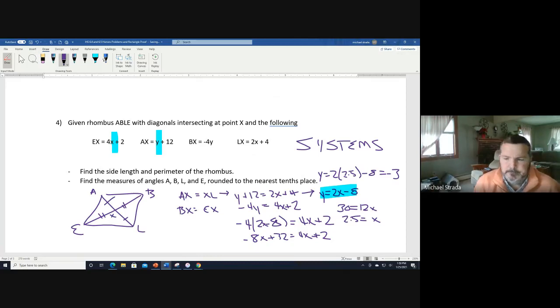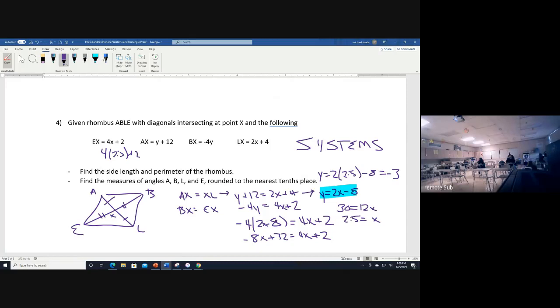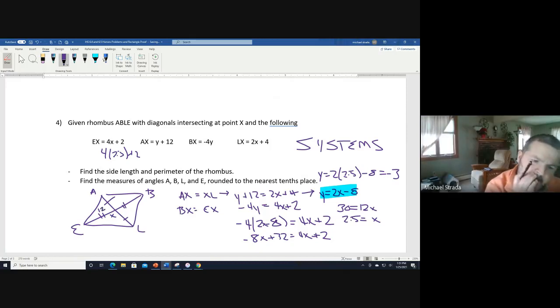All right. So I'll start with EX. 4x plus 2 becomes 4 times 2.5 plus 2, which gives me 12, which means BX is also going to be 12. AX, which is y plus 12, becomes negative 3 plus 12, which is 9, meaning AX is going to be 9, and if I needed it, XL is also going to be 9.